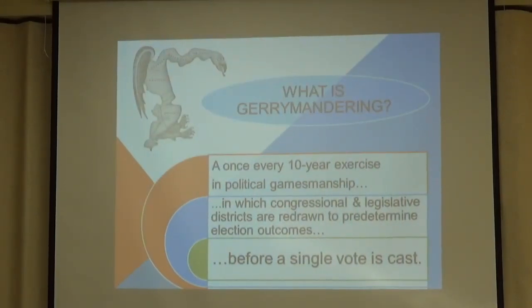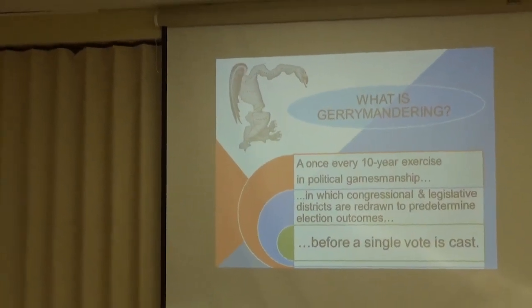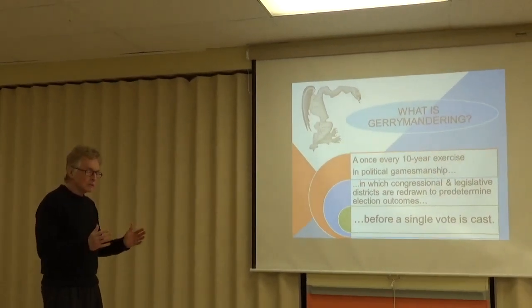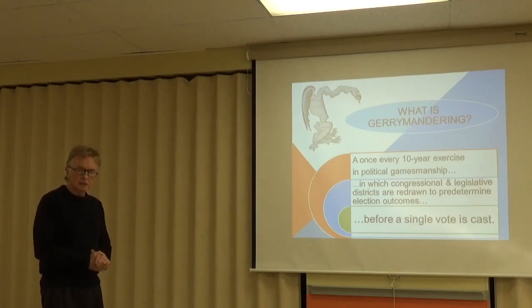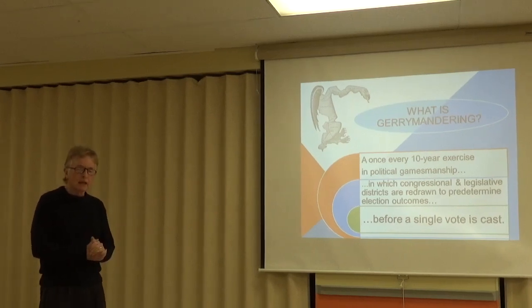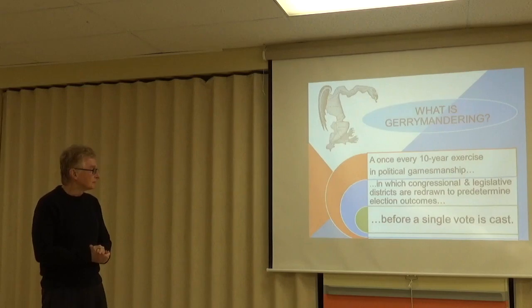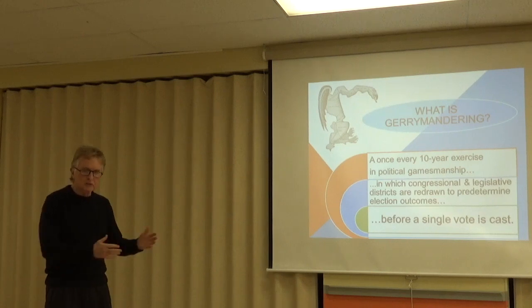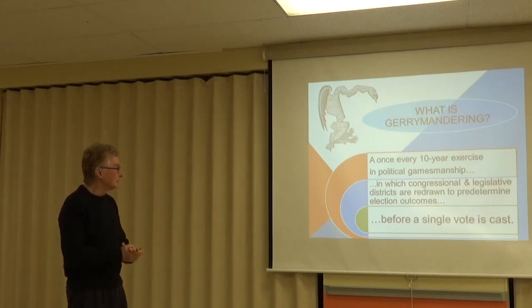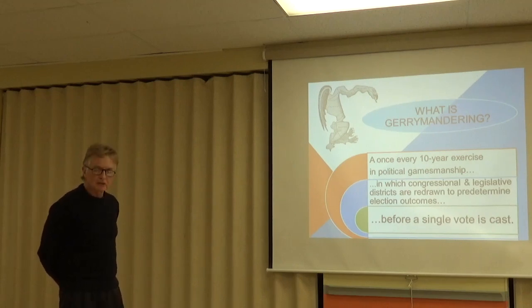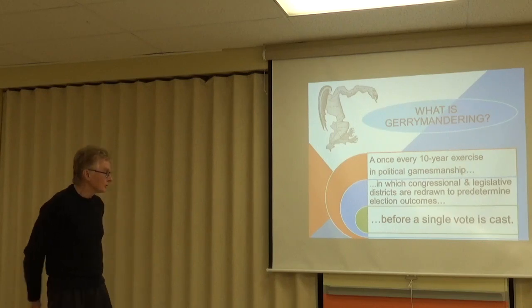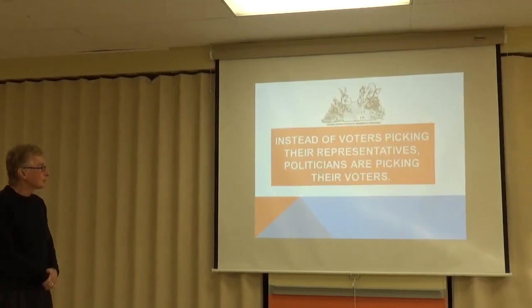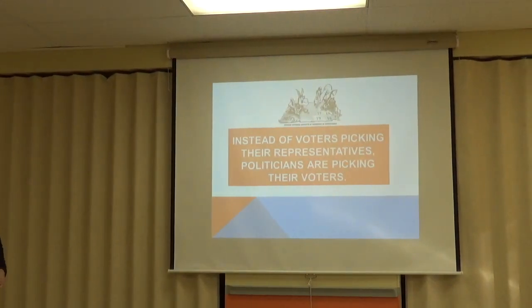So what is gerrymandering? Well, again, we do the census every 10 years. But what happens is, in gerrymandering, the concept and the process is that the lines are drawn to help one party over the other. And they do this through sophisticated software computer programs in which one party is given quite a bit of advantage over another party, and it predetermines election outcomes even before the first vote is cast. So instead of voters picking their representatives, politicians are picking their voters.